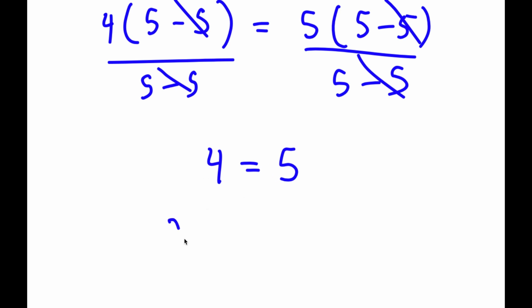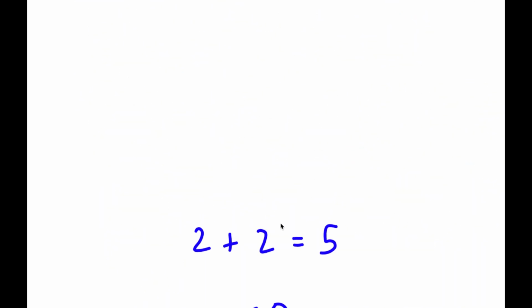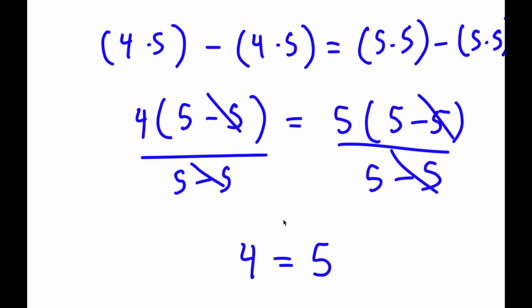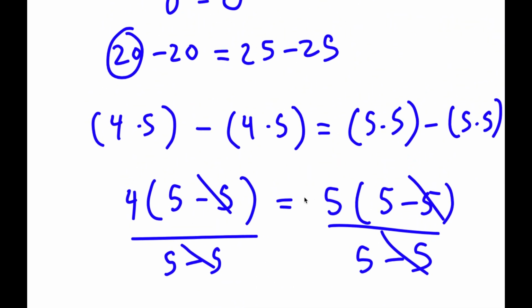And 4 is the same thing as 2 plus 2, so I have 2 plus 2 is equal to 5 as well. So, I just proved that 4 equals 5 and 2 plus 2 is equal to 5. Now, we obviously know that this is not right, 4 does not equal 5, so where did I go wrong?